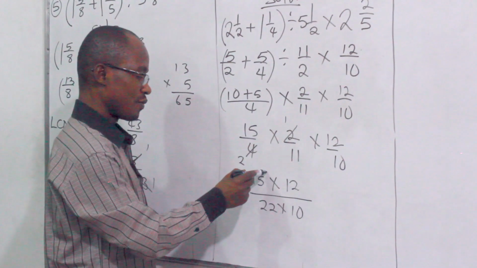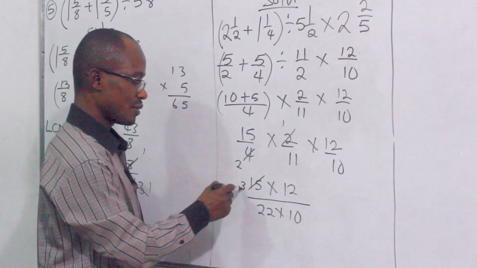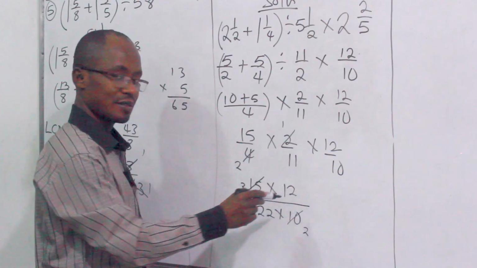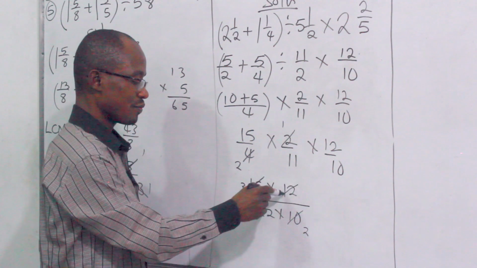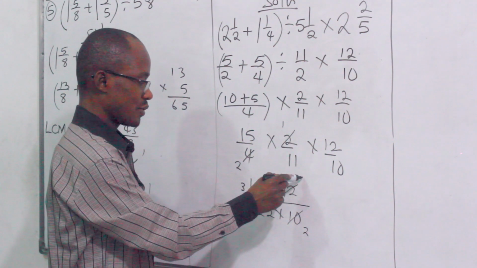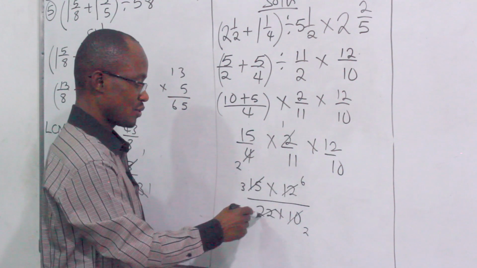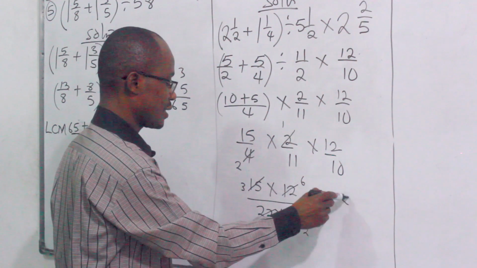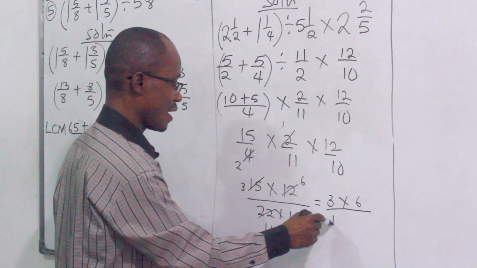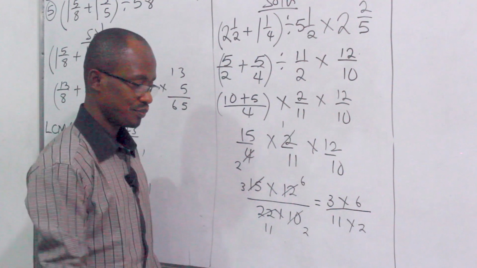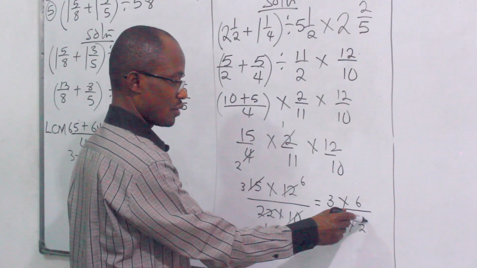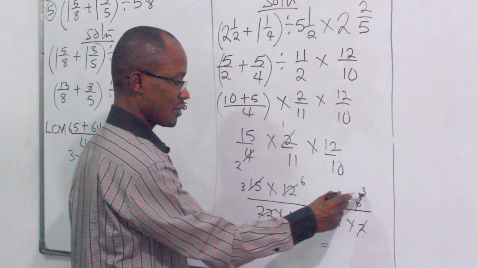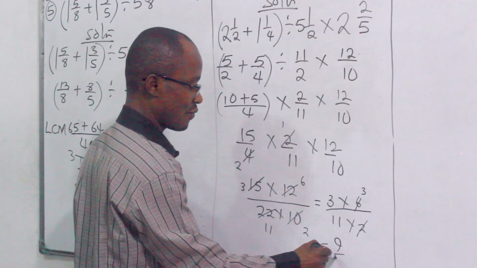First of all, 5 goes into 15 3 times. 5 goes into 10 2 times. Likewise, 2 goes into 12 6 times. 2 goes into 22 11 times. At the end of the day, we have 3 times 6 over 11 times 2. 2 into 6, 3. Then the result will now be equal to 3 times 3, 9 over 11.